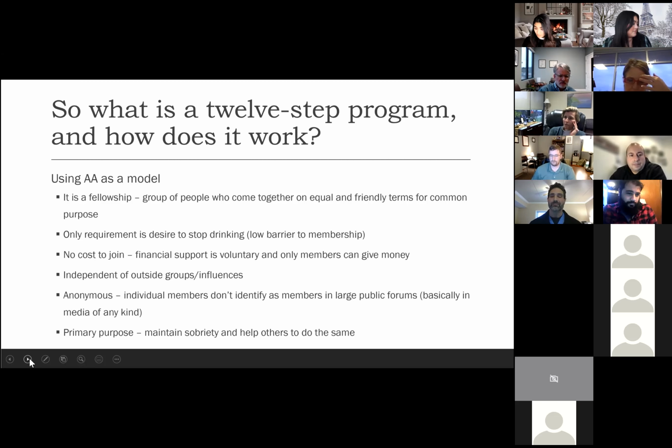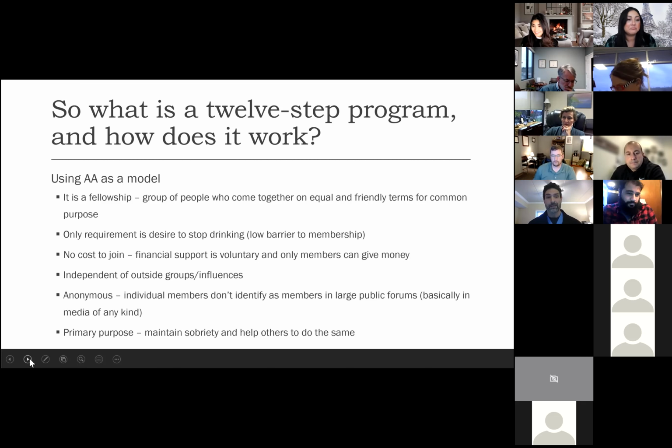The barriers to entry are exceedingly low. In fact, the only requirement to join Alcoholics Anonymous is a desire to stop drinking. They used to say honest desire, but they took the word honest out. So if you have a desire to stop drinking, you can be a member of this 12-step program or any 12-step program. There's no cost to join. All right, so there is financial support that is given. It's voluntary and only members can give money to the group.